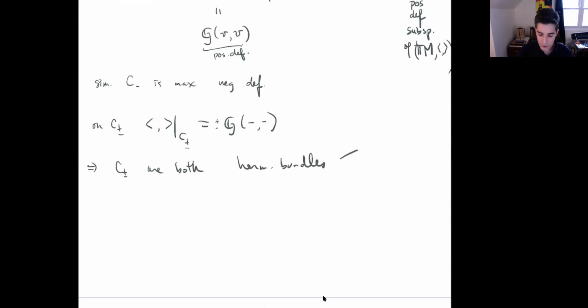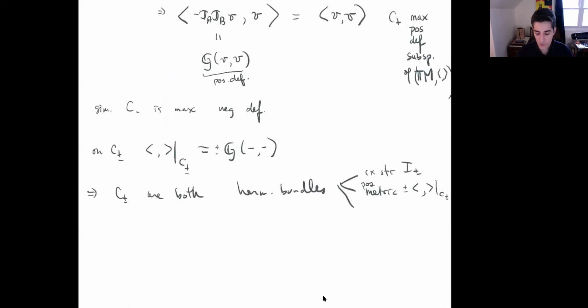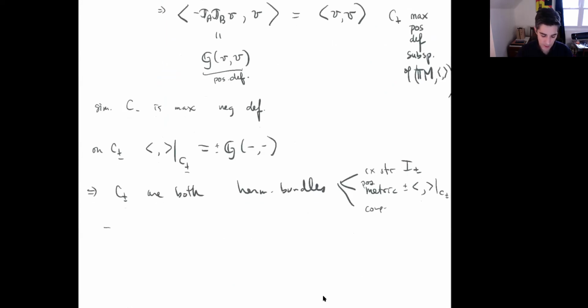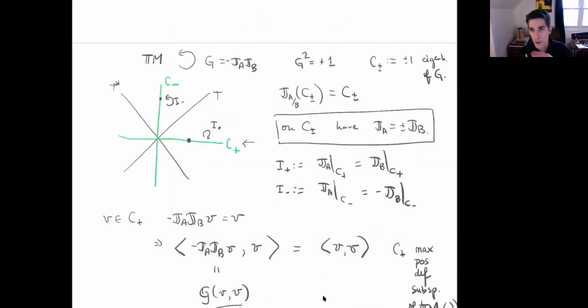So they have a complex structure, I plus minus. They have a Riemannian metric, a Hermitian positive definite metric, which is, if you wish, plus minus the inner product restricted to C plus minus. And they're compatible, so we get a U(n) plus or minus structure group. So it really does look like two Kähler-like structures, or two Hermitian structures, on two subbundles.